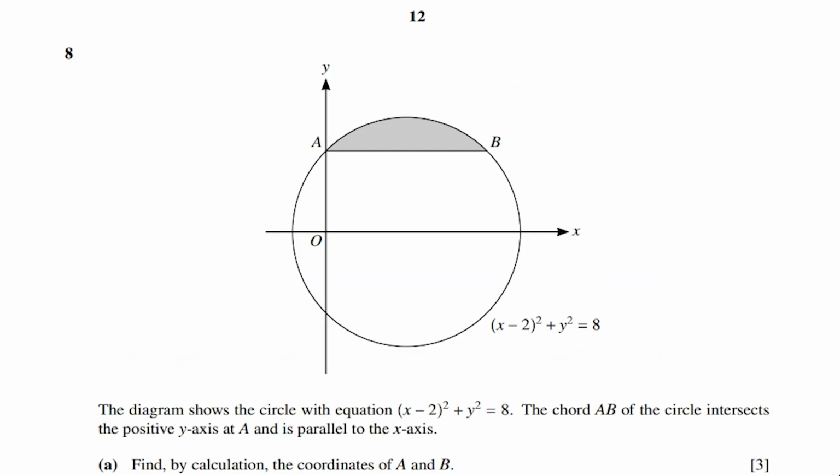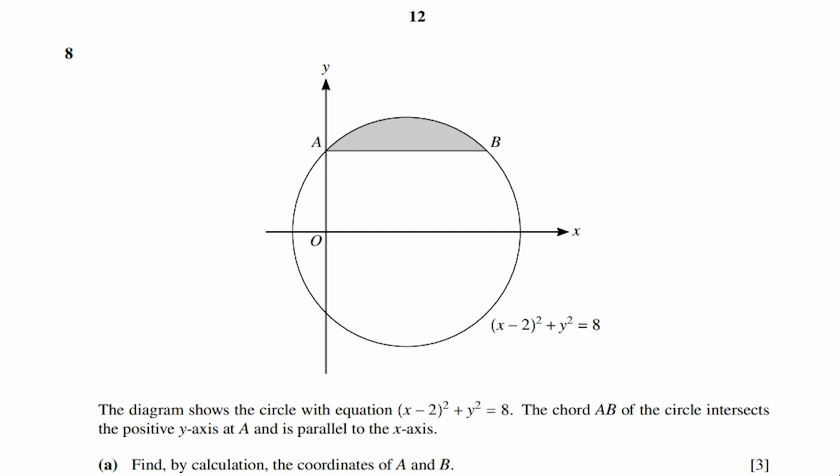In this question, we have a circle with the equation x minus 2 whole square plus y square is equal to 8 and a chord AB which intersects the positive y-axis at A, and this line AB is parallel to the x-axis. Now we have to calculate the coordinates of A and B. One thing which you must realize is that the x-coordinate of A is 0 because A lies at the y-axis. The chord AB intersects the positive y-axis at A. So A lies at the y-axis and at the y-axis the x-coordinate is 0. So one thing we know is that the x-coordinate of A is 0.